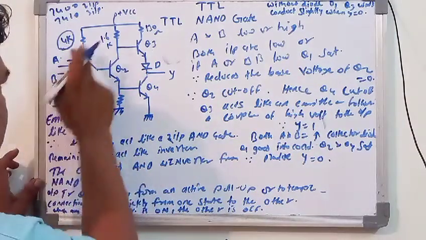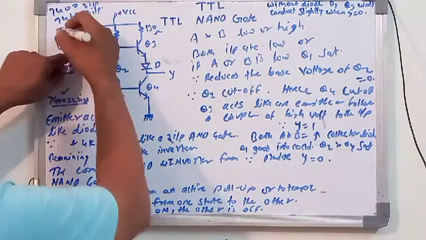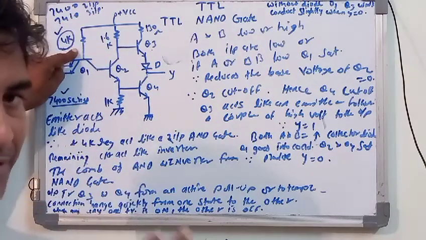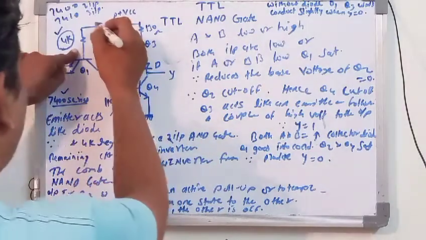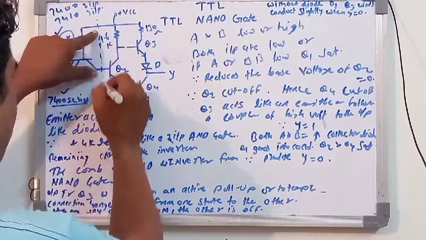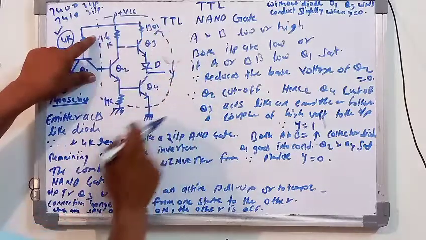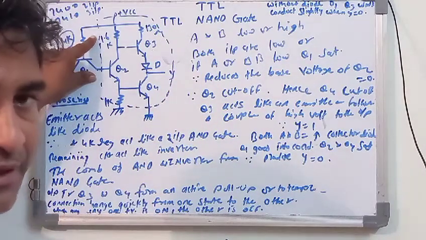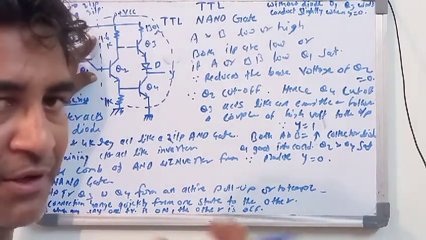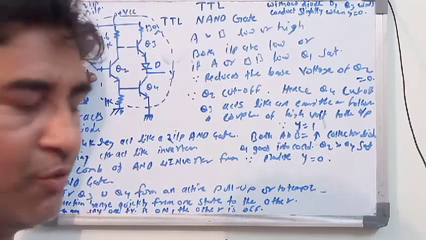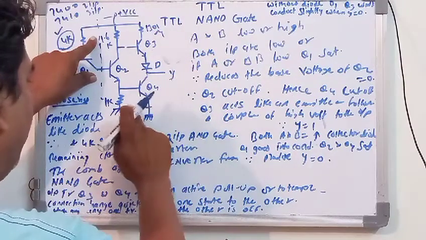Okay students, this 4K resistor acts like the two input AND gate. Now the remaining circuit, whatever remains after the emitter, acts like an inverter. You know the inverter? Whenever the input is low, you get the output high, and whenever the input is high, the output is low. So this circuit behaves as an inverter. Okay, it is very much clear to you.